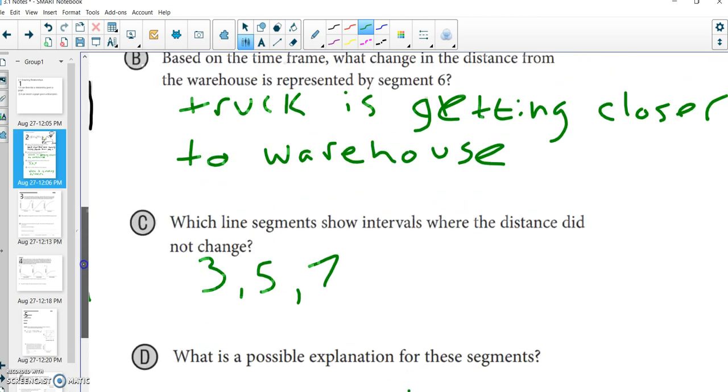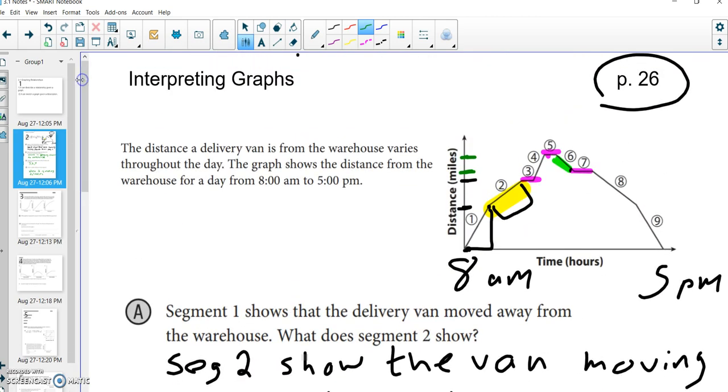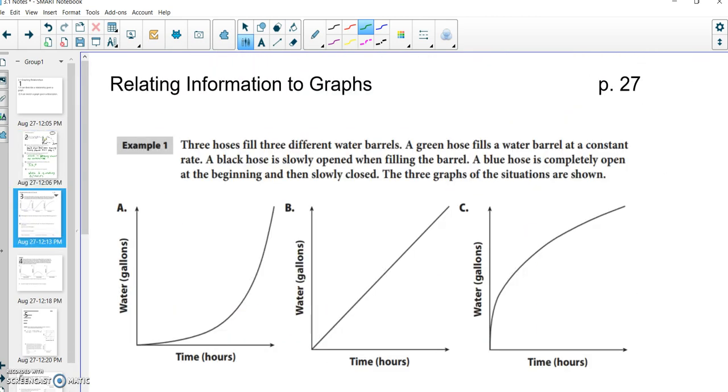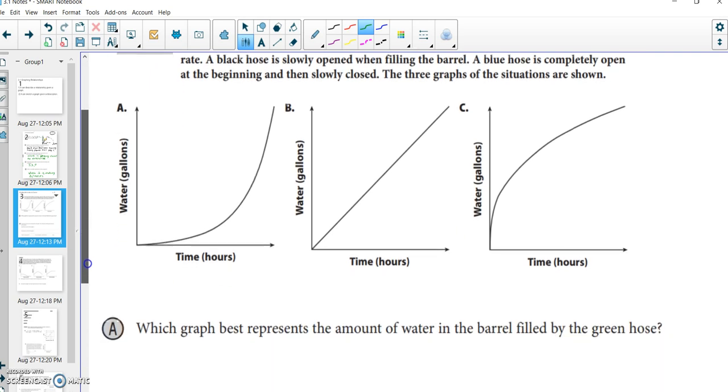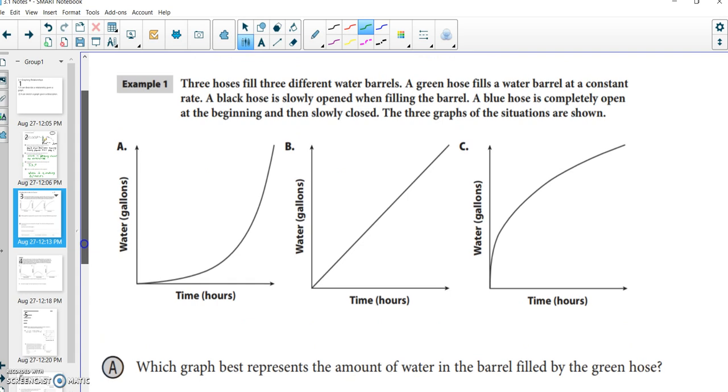Okay, so that's a quick overview here of how we could interpret a graph. Now let's look at relating information to graphs. So our example here is that there are 3 hoses that fill different water barrels. A green hose fills a water barrel at a constant rate. Black hose is slowly opened, and then the blue hose is completely open at the beginning and then slowly closed. The 3 graphs are shown, but we're going to have to figure out which one's which.